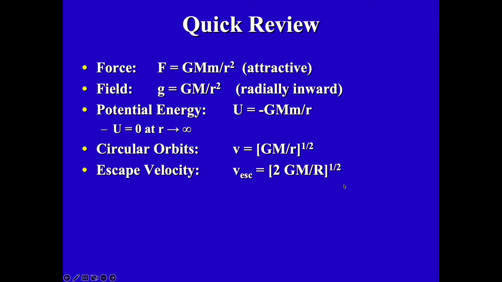We also calculated escape velocity. Now, if you look at the two equations, for the escape velocity and for circular orbit, we have to be careful. The little r in the circular orbit equation is the radius of the orbit, whereas the big R in the escape velocity equation represents the radius of the body that you're trying to escape, for example, the radius of the Earth or the radius of the Sun. But the little r represents the radius of an orbit.